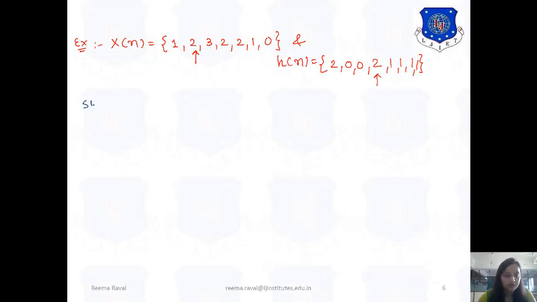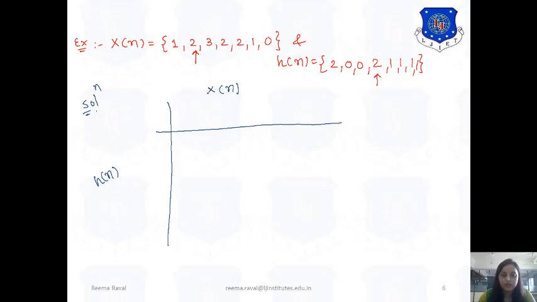So for this we will make a table in which we will place x of n horizontally and h of n vertically. Okay, x of n is what? It is given to you as 1, 2, 3, 2, 2, 1, 0 and h of n is 2, 0, 0, 2, 1, 1, 1 and 1. Okay, let us start the procedure.